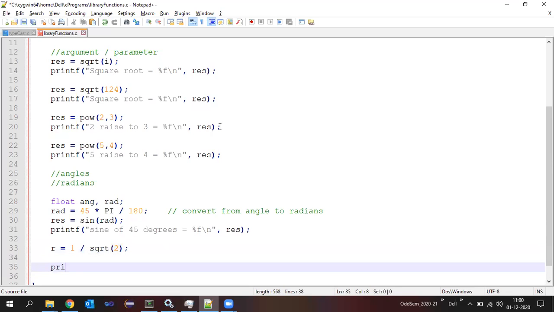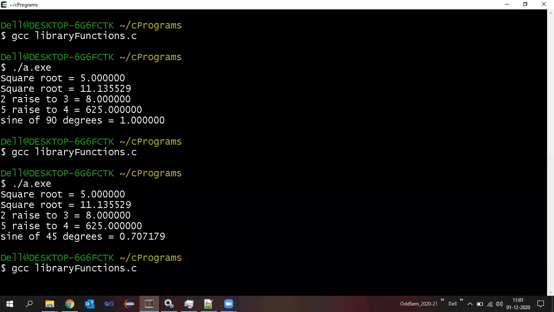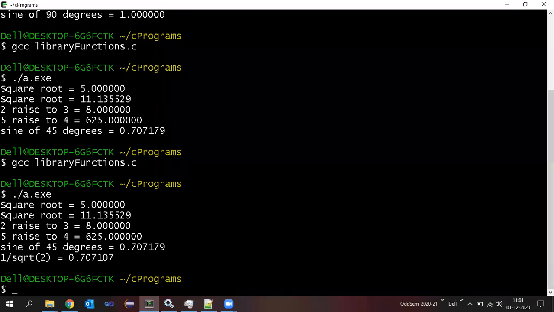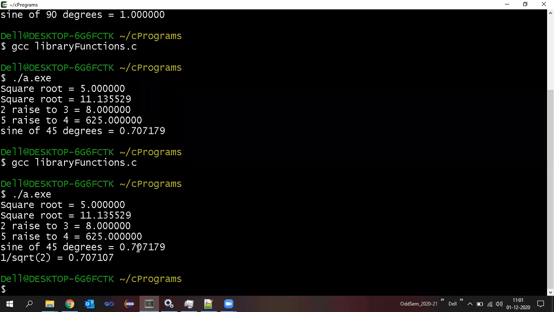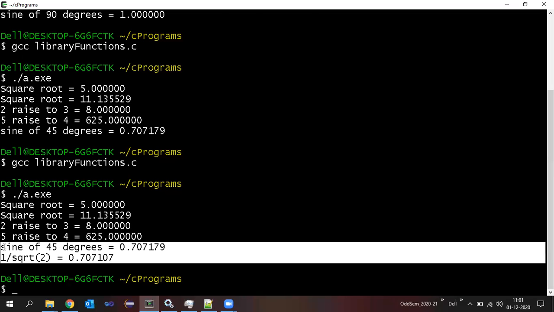And then display that value. printf, then 1 by SQRT of 2 is what I'm going to print here. Square root of 2 is equal to percentage f slash n double quote complete, then r I will use. Then let us check here how much we get. Are those the same values or different values? Almost approximately both are the same, right? 0.70179, 0.70170. Is that correct?